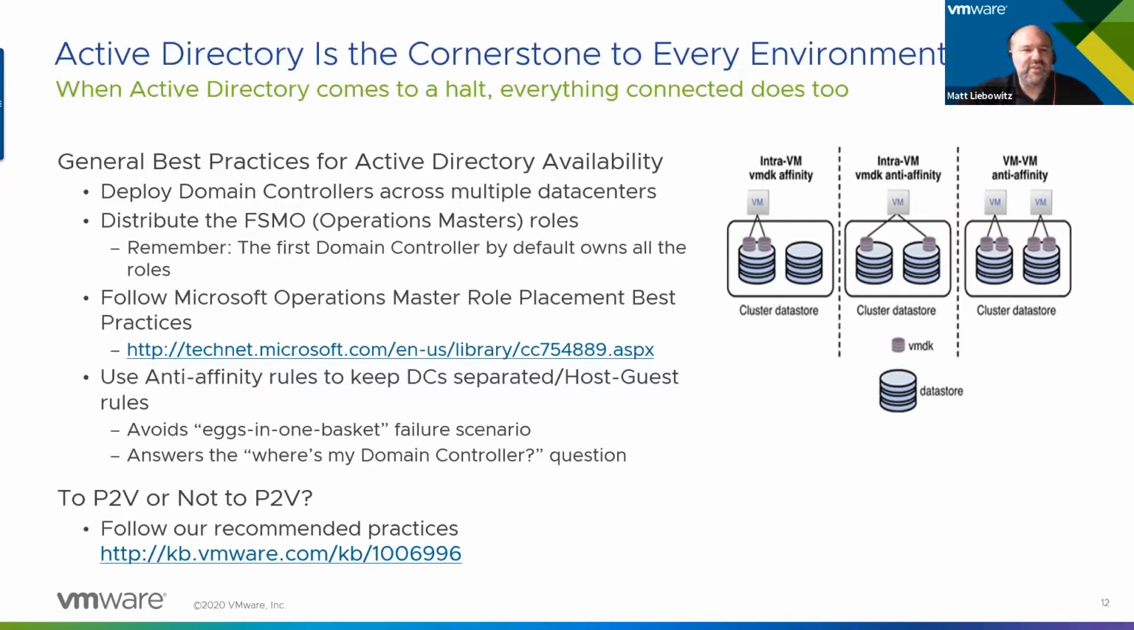The other thing, you can use vSphere rules. You can use anti-affinity rules so that you can separate virtual machines such that you don't have all your domain controllers running on the same ESXi host. So if there's an outage, they don't all go down at once. And then you can also use host affinity rules so that you always know where a particular domain controller is. For example, the PDC emulator role, which is very important for a number of things in Active Directory.